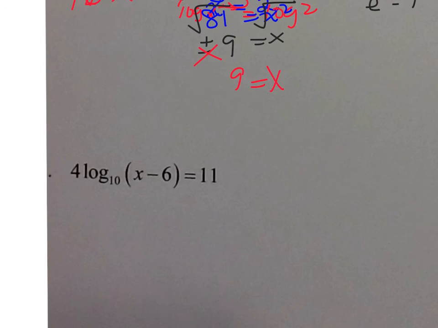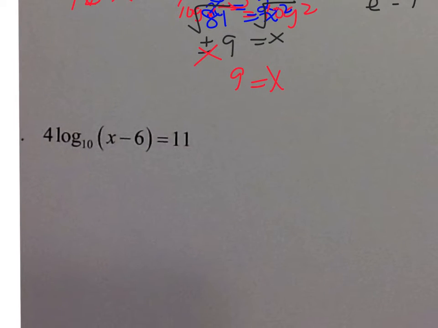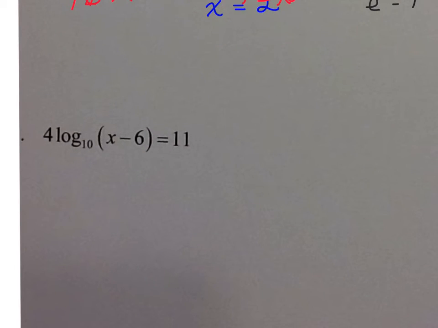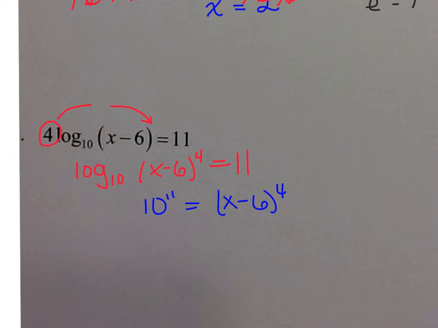All right, let's take a look at number 2. So I have 4 log base 10 of x minus 6 equals 11. All right, so the first thing I'm going to do is put the 4 back to where it came from. So if I have a number in front of my log, it came from the exponent, so I have to put that back. So it's log base 10 of x minus 6 raised to the 4th power is equal to 11. Okay, so now I'm going to put this in exponential form. So it's 10 to the 11th power is equal to x minus 6 raised to the 4th power.